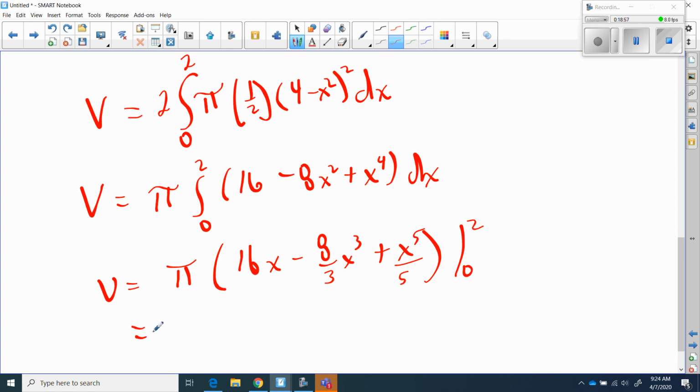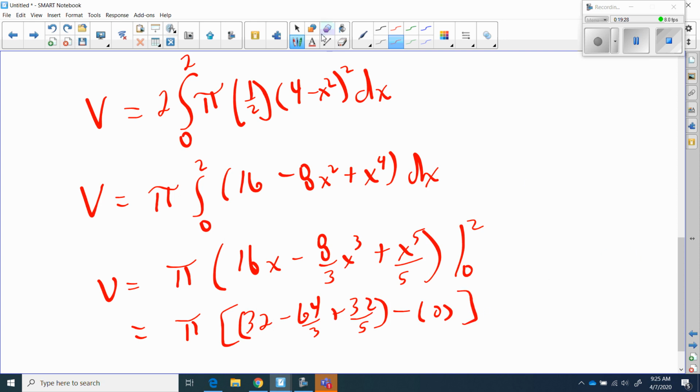So our volume is going to equal pi times, I'm going to substitute 2 now, so it's going to be 16 times 2, 32. 2 cubed is 8. 8 times 8 is 64 over 3. 2 to the 5th is 32 over 5. So that's the upper bound. Substitute it. And again, 0. This is why I cut it in half. It makes this substitution a lot easier. When you put 0 in here for x, nice and easy, everything's going to be 0.